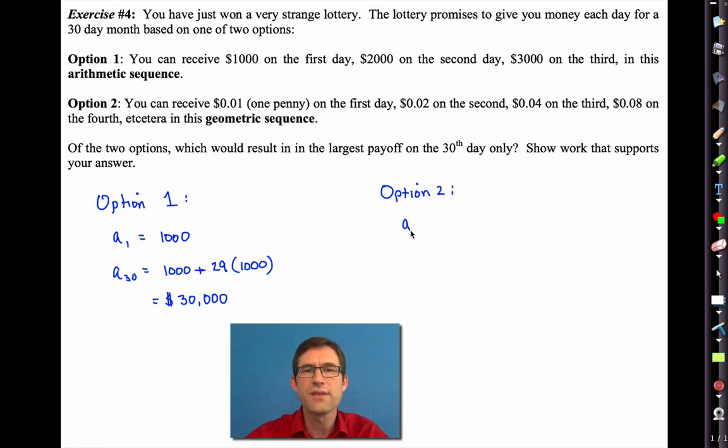Because look at this. In this case, on our first day, we're given 0.01, right? And on our 30th day, we're going to be given 0.01 times 2 to the 29th. The question is, what does that equal? All right. If you haven't already done this, pause the video right now and enter that into your calculator.